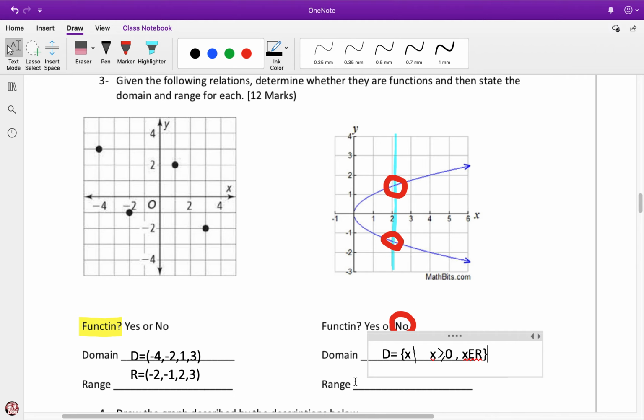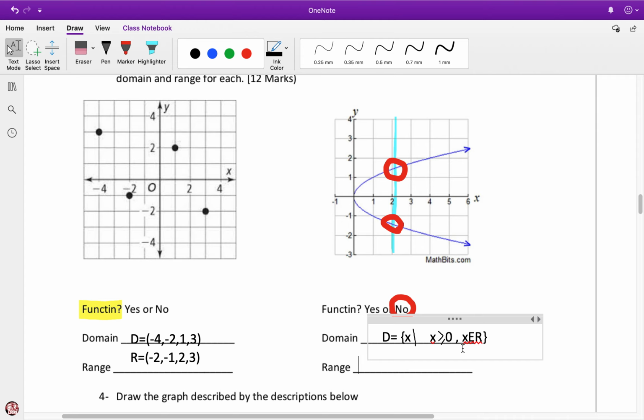So my range, if I took my range, it keeps going forever up and down. So realistically, it's just going to be any real number, because it's going to continually go down. It'll be every possible y and continue to go up as well.